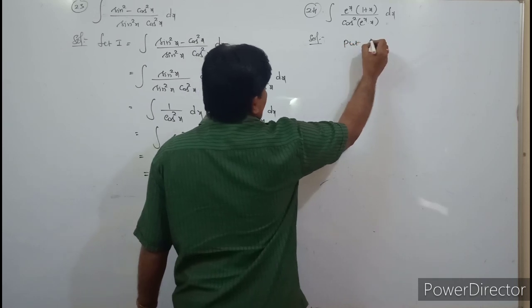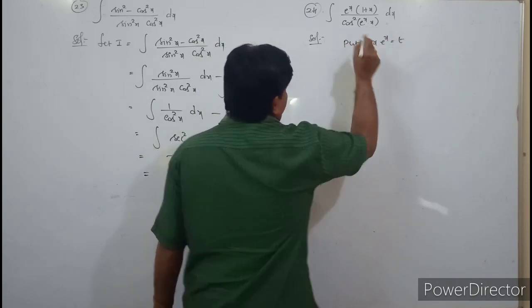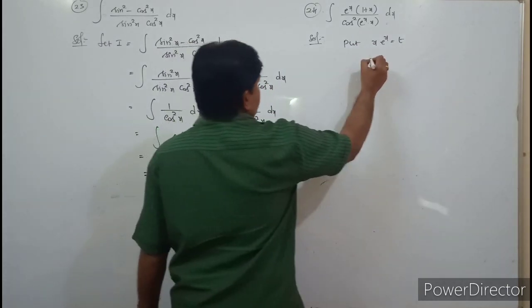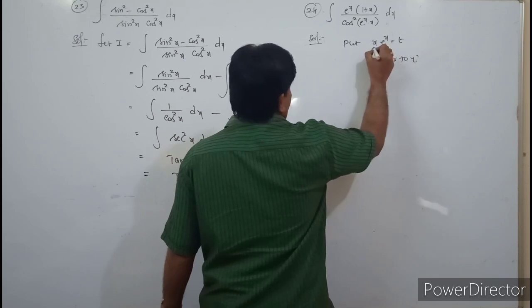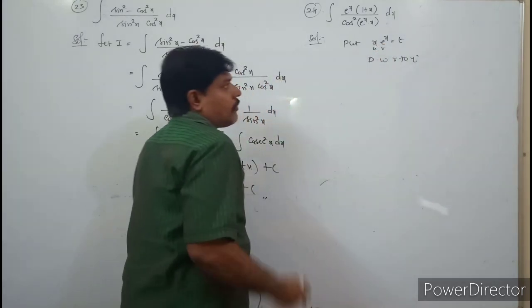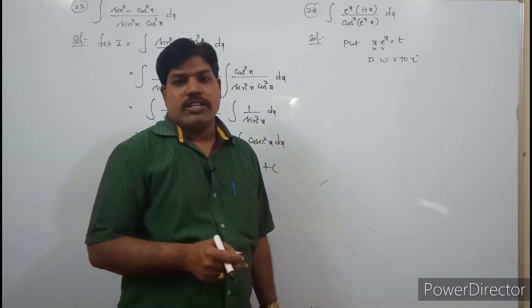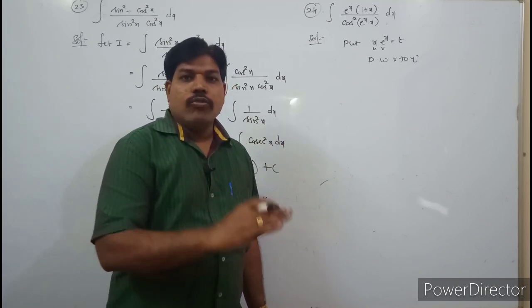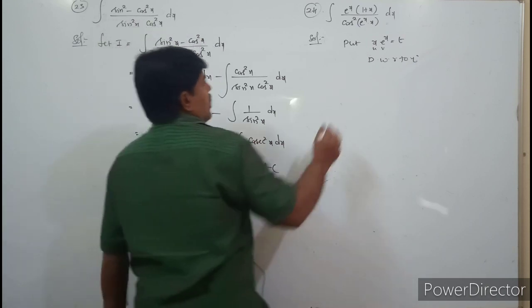First I will take x into e power x is equal to t. Take this value as t. So differentiate with respect to t. It is the uv formula. Two functions are there, so if you are differentiating, you have to use the uv formula. What is the uv formula? u v dash plus v u dash. That meaning is the derivative of uv.